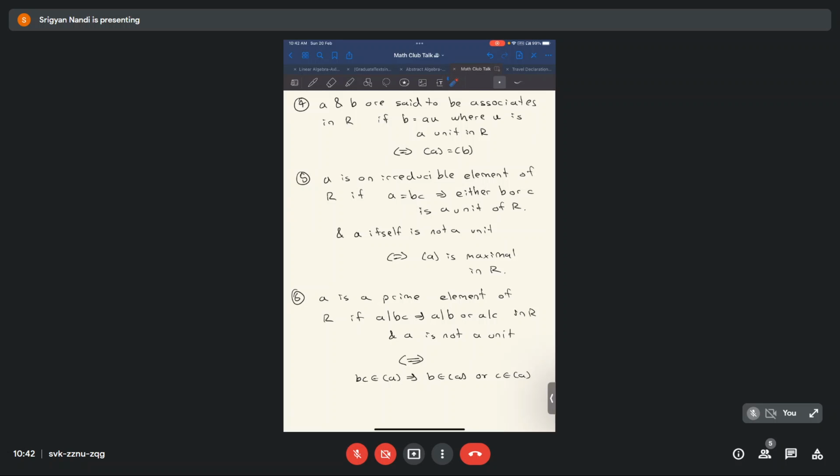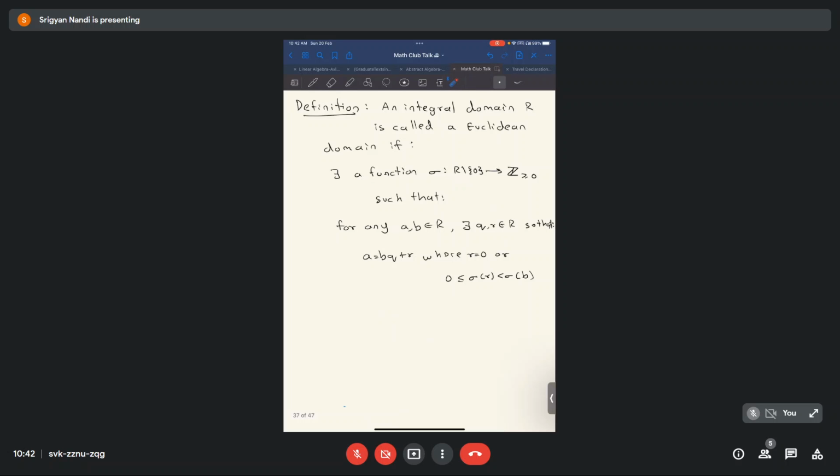And this has a two-way implication that BC lies in the ideal generated by A should imply either B lies in the ideal or C lies in the ideal. So now we can use these definitions and move on and prove some interesting properties.